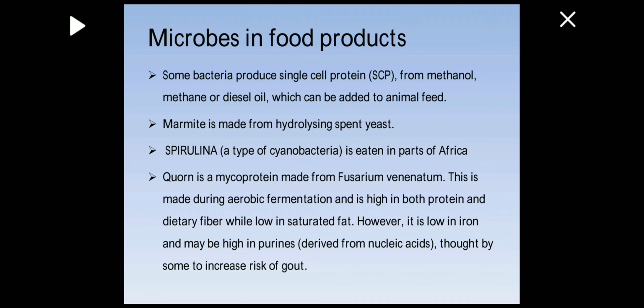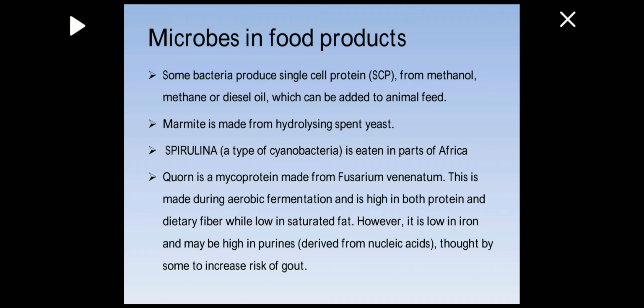Marmite is made from hydrolyzing spent yeast. So Marmite is a type of yeast that is made from hydrolyzing spent yeast. Spirulina, a type of cyanobacteria, is eaten in parts of Africa. So that is a type of food which is being utilized, and actually it is a cyanobacteria, which is very highly nutritive and it is good for the human body.